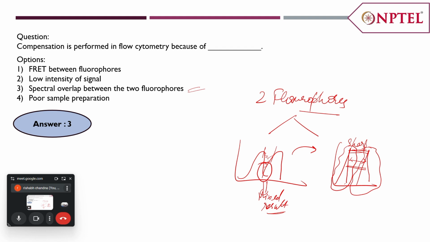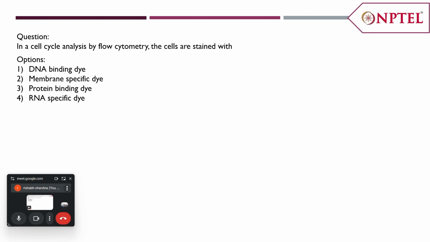Okay, so let's move on to the next question. In a cell cycle analysis by flow cytometry, the cells are stained with a DNA binding type, membrane specific type, protein binding type, or RNA specific type. What can be the correct answer?